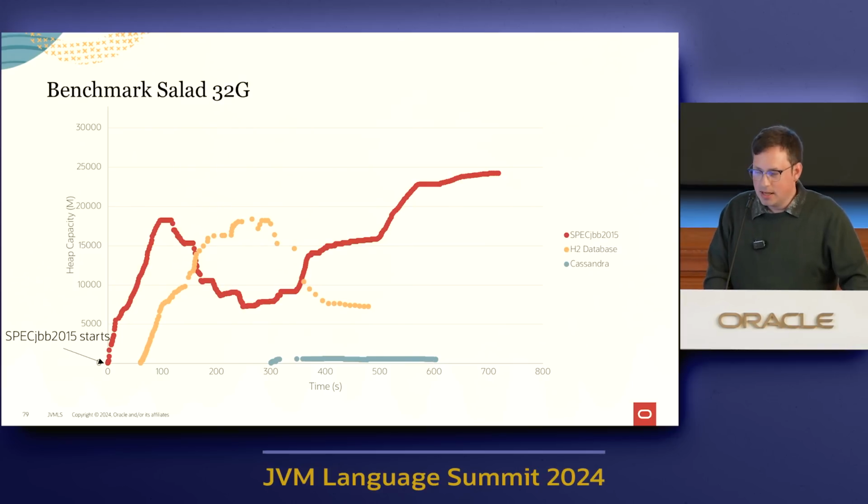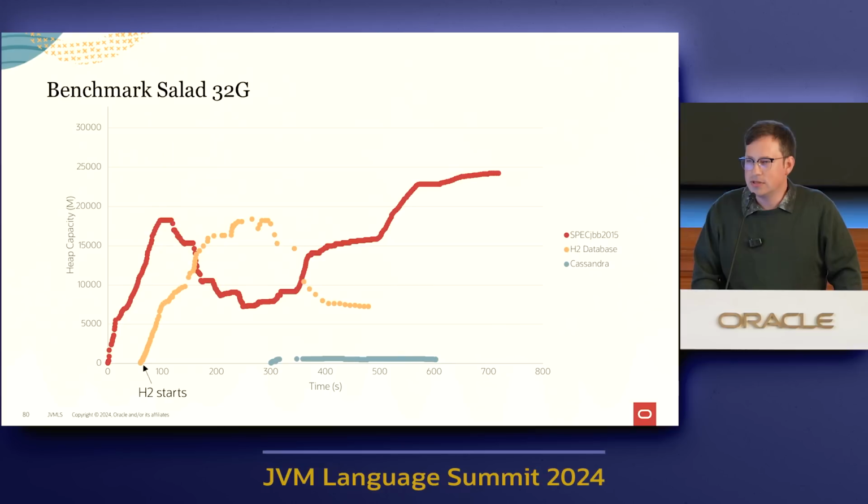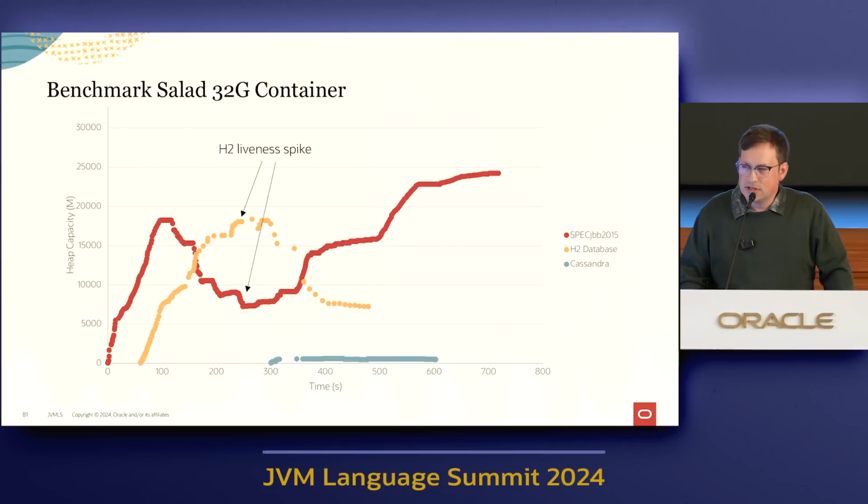So in the beginning, we start SPECjbb2015, and it starts increasing the amount of memory. Then I start the database application. It starts increasing memory, and we have a bit of a surge of liveness in this database application in the beginning, in the early initialization phase. And this is exactly one of these situations that I talked about, when we can go to our neighbor and ask for a bit of flour. And it turns out that SPECjbb2015 is able to deliver that flour and give memory back to the database application so it can satisfy its allocations.